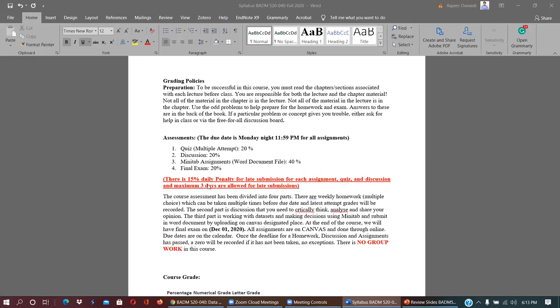There is a 15% daily penalty for late submission. This is most important. For each assignment, quiz, and discussion, a maximum of 3 days are allowed for late submission. Monday evening, 11:59 p.m., is the due time. After that, Tuesday, Wednesday, and Thursday. Thursday evening is the end date. So only 3 days are allowed maximum.